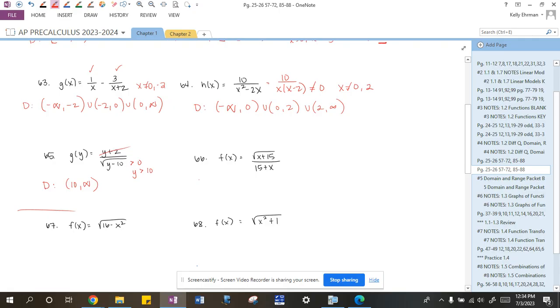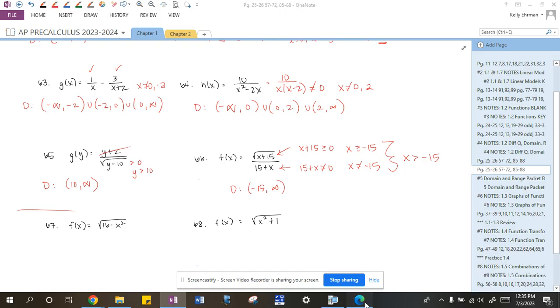And then for 66, if the square root is in the numerator, this is the only time the numerator matters. We have to make sure that x plus 15 remains greater than or equal to 0, and we also have to make sure that 15 plus x is not equal to 0. So here we're saying x can be anything greater than or equal to negative 15, but then this is saying, well, x can't equal negative 15. So merge them together, that's just saying x needs to stay greater than negative 15. So negative 15 to infinity.